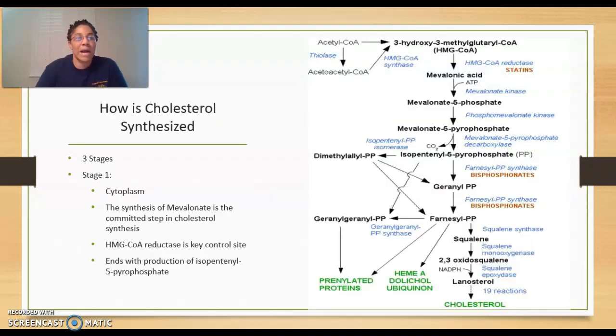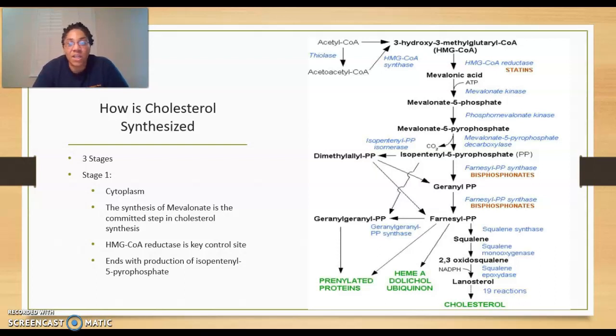Okay, now let's talk about how cholesterol is synthesized. It happens in three stages and it happens in the cytoplasm. It starts with the formation of HMG-CoA, which is formed by acetyl-CoA and acetoacetyl-CoA. Then HMG-CoA is reduced to mevalonate. This happens by HMG-CoA reductase, which is the key control site. And mevalonate is the committed step in this process.